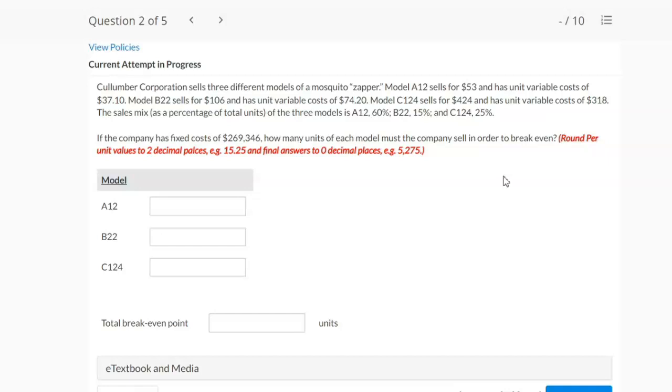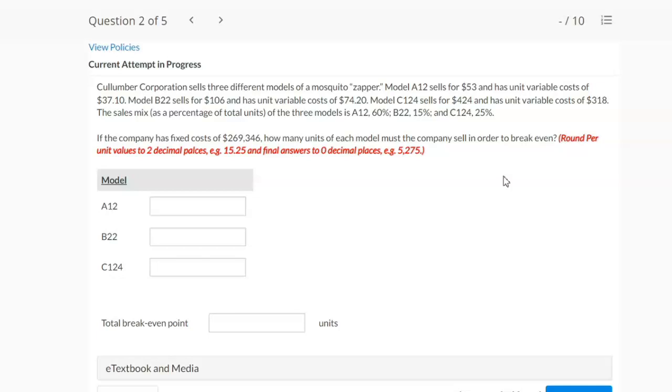The 3 different models of mosquito zapper. Model A12 sells for $53 and has a unit variable cost of $37.1. Model B22 sells for $106 and has a unit variable cost of $74.20. Model C124 sells for $424 and has a unit variable cost of $318.